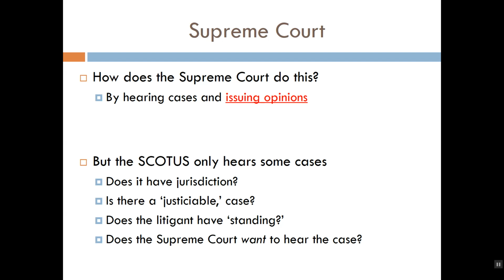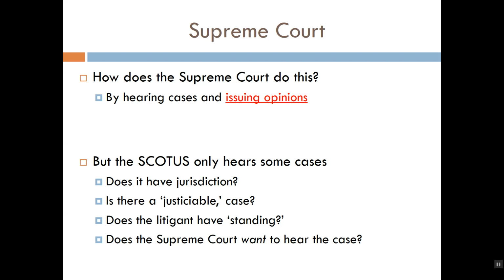In this context, the term opinion might be defined as a public declaration of the court's ruling on a case and the reasoning behind that ruling, which provides instructions to all lower courts about how to rule on or interpret the law in all similar cases. I'll go ahead and repeat that. In this context, an opinion of the court is a public declaration of the court's ruling on a case and the reasoning behind that ruling, which provides instructions to all lower courts about how to rule on or interpret the law in similar cases.